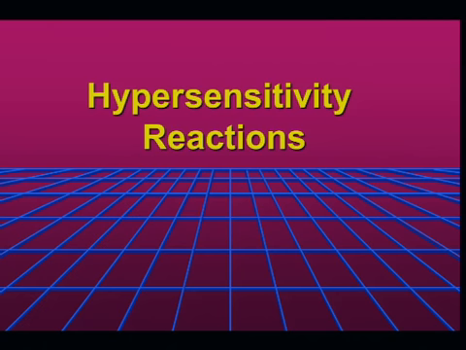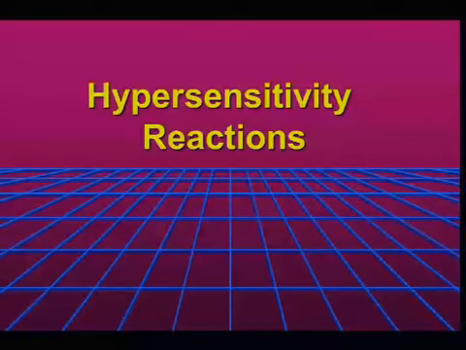And hypersensitivity, the third thing that can go wrong, is that your immune system works well. The immune system can recognize a foreign entity, but the weapons that it uses to protect you are more damaging to you than the threat itself.